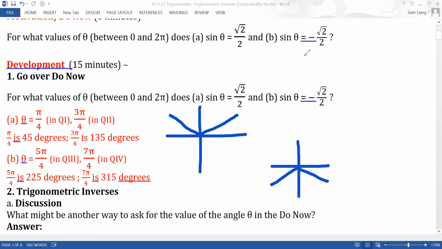Okay. All right. Does anyone still need the solution here? Please type in the chat or speak up. No. Okay. I'm going to move on then.